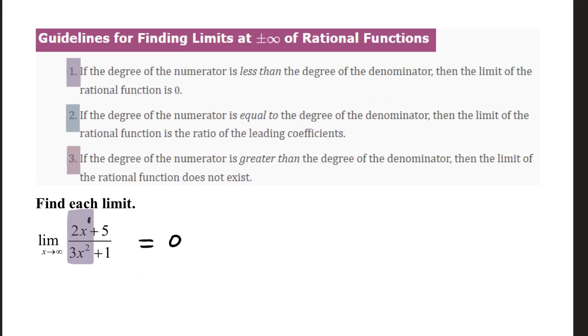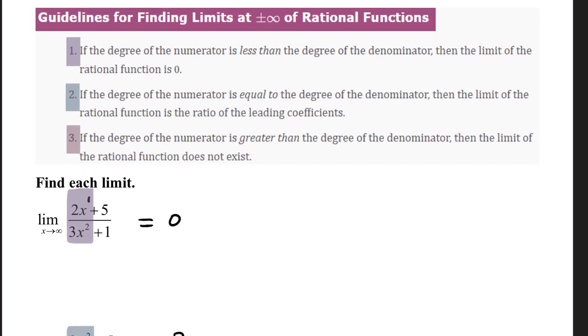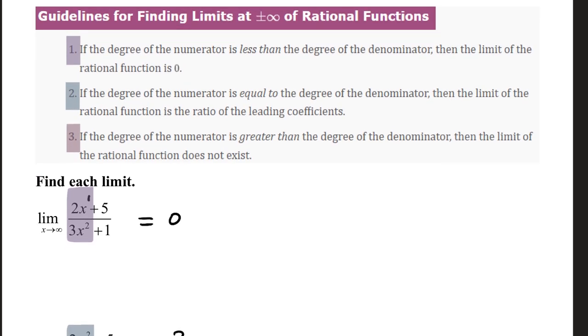Let's look at some guidelines for finding limits at positive and negative infinity of rational functions. Case number one. Oh, and before I forget, rational functions, that's just a fraction or a ratio of polynomials. Number one, if the degree of the numerator is less than the degree of the denominator, then the limit of the rational function is 0.